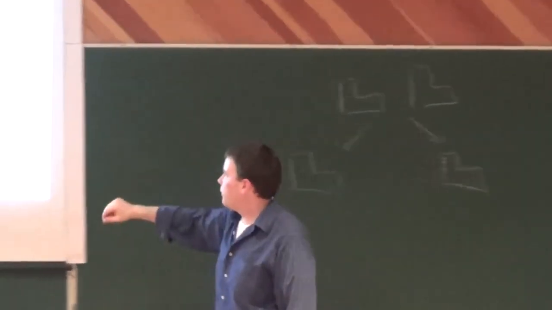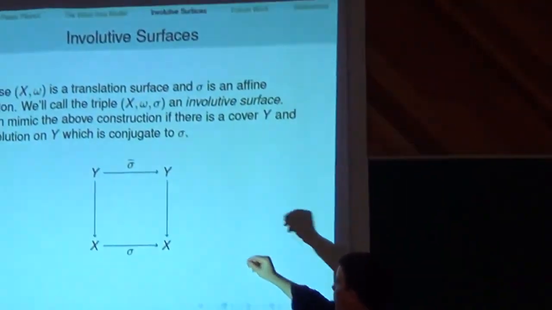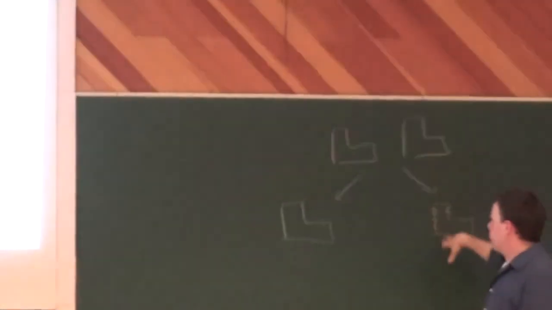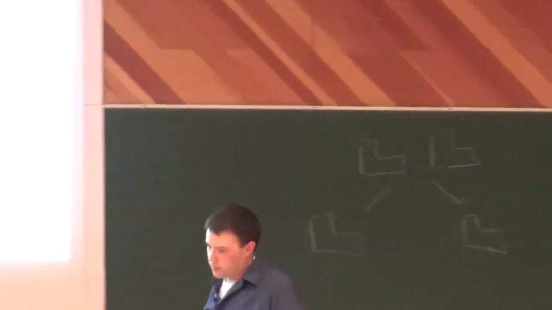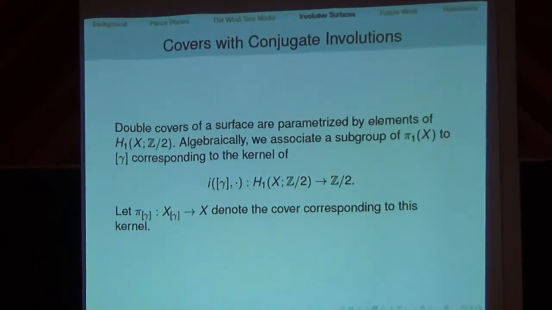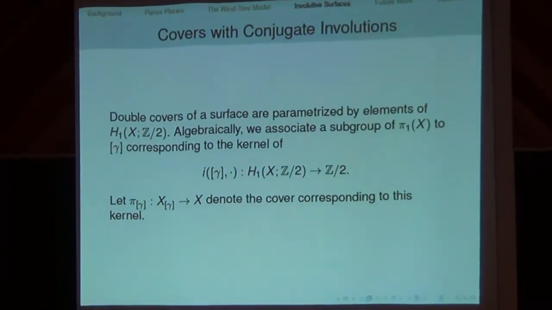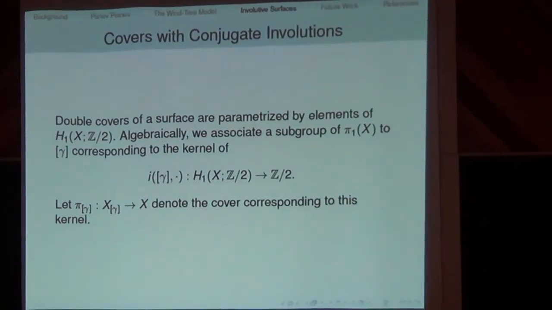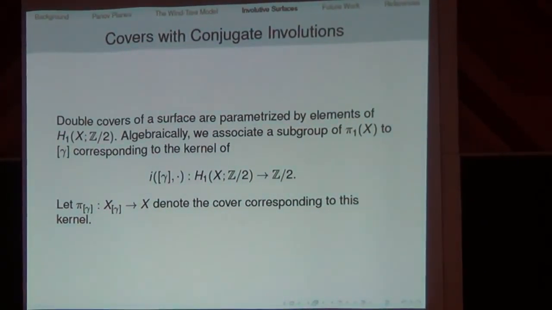So let's say I start off with one of these involutive surfaces. Can I find a cover that admits an involution that I can take the quotient of? So a conjugate involution. I want to find all of the covers that have such a conjugate involution. In order to do that, I need to parameterize all of the double covers of this surface.